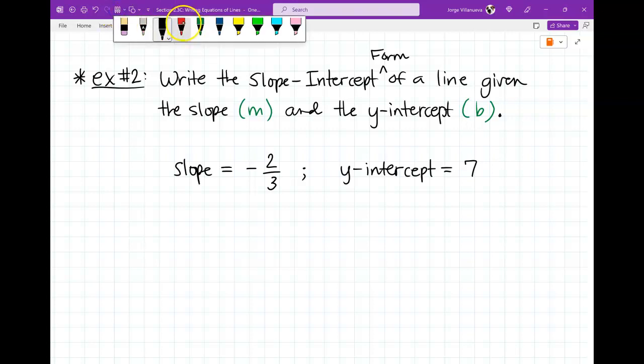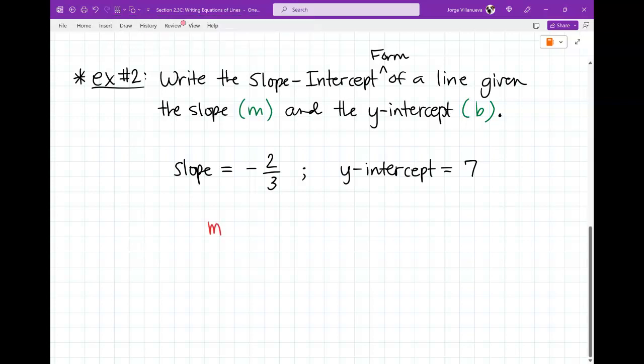So this is what I'm going to do. Not that you have to do this, okay? You don't have to. I'm just going to do it so I can give its notation to the number. So the slope is negative 2/3. So I'm going to write M is negative 2/3. Sorry about that weirdness. So M is equal to negative 2/3, and then B is equal to 7.